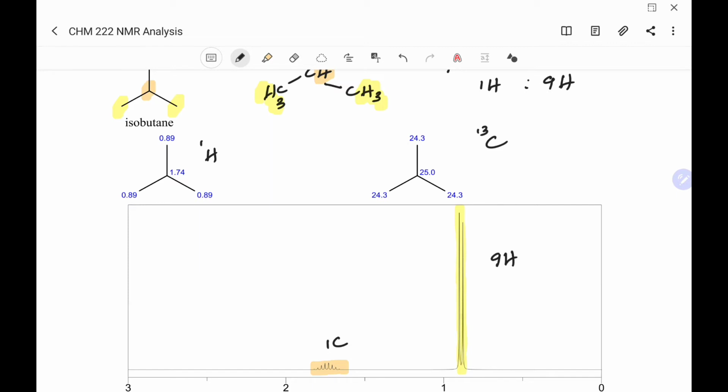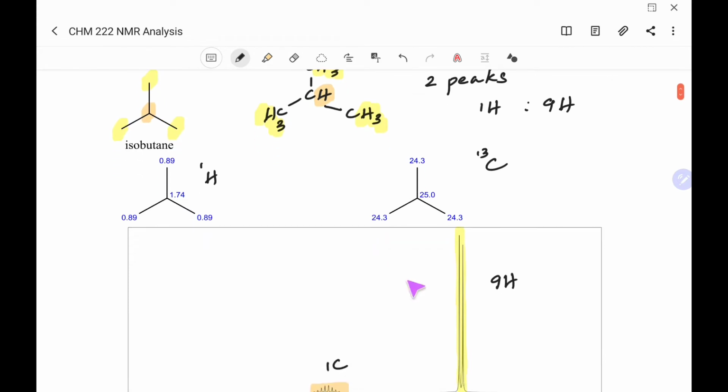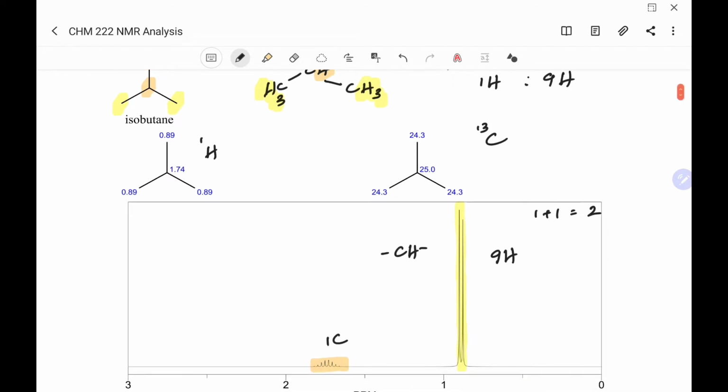The 3 CH3 groups have only 1 hydrogen neighbor, so you only have a CH neighbor. According to the n+1 rule, n is the number of neighbor hydrogens, so you only have 1, so you are expecting 2 peaks, or in other words, you expect your NMR peak to be a doublet. This peak should be a doublet. Why? Because you only have 1 hydrogen neighbor.